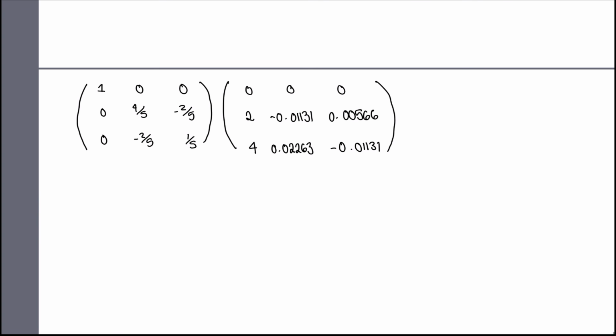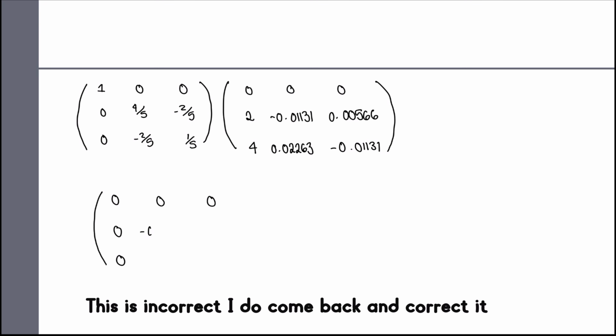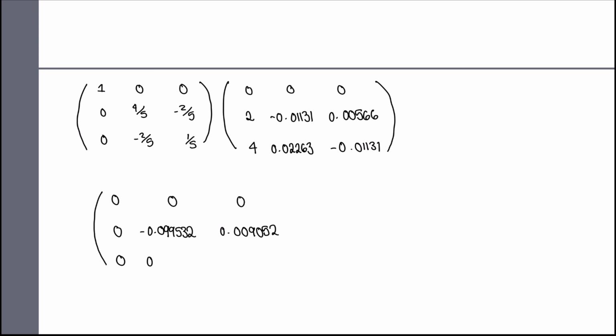0.01131. Now, if we multiply these two matrices together, we get 0, 0, 0. This times this column gives us 8 over 5 minus 8 over 5, which is 0. This times this gives us minus 4 over 5 plus 4 over 5, which is, again, just 0. So now if we do this row times this column, we get minus 0.099532. If we work out this entry, we get 0.00905, which is the same over here, which is a good sign.